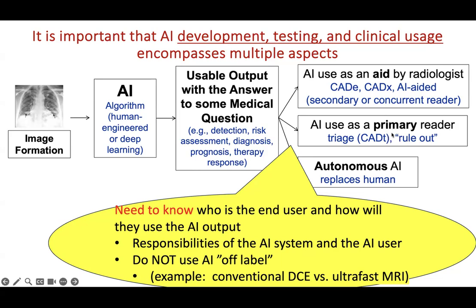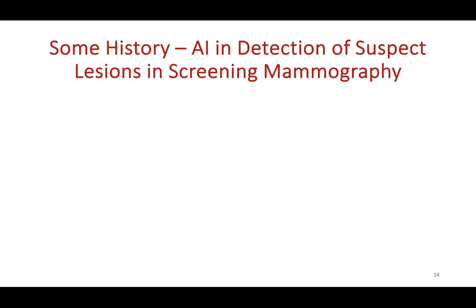Now, I mentioned earlier a primary reader, where that would be used for triage or rule out. And then autonomous AI, where you replace the human altogether, I think we're far from that still.